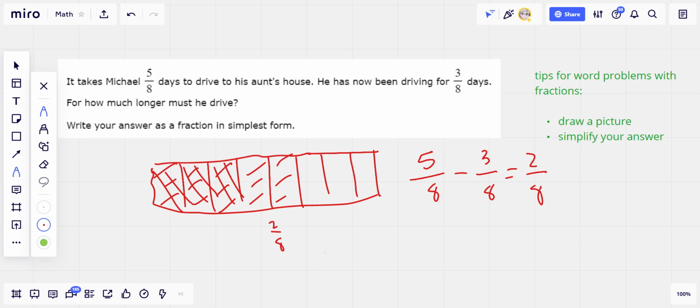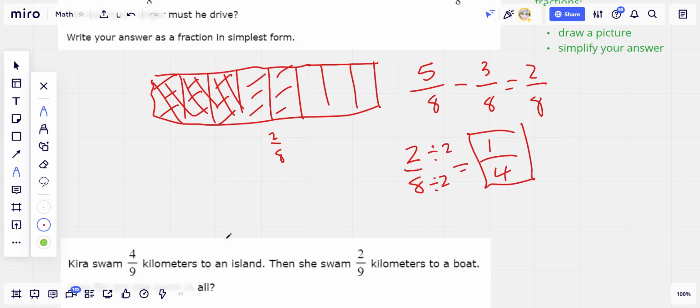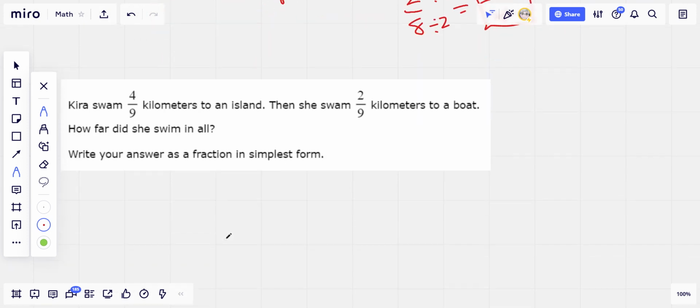Except we're missing one step, which is to simplify. So 2/8, both of those are divisible by 2. And 2 divided by 2 would be 1, and 8 divided by 2 would be 4. So the best way to put this is it would take him 1/4 of a day to drive to his aunt's house. All right, let's try one more.